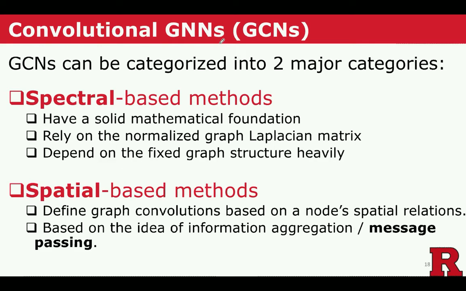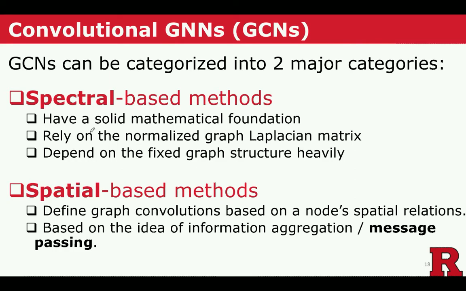GCNs themselves can be categorized into two major algorithms. One is spectrum-based methods, the other one is called spatial-based methods. Spectrum-based approaches usually define graph convolution by introducing filters from the perspective of graph signal processing, where the graph convolutional operation is interpreted as removing noises from the graph signal. They usually have a very solid mathematical foundation, and they often rely on the normalized graph Laplacian matrix. They depend on a fixed graph structure heavily.